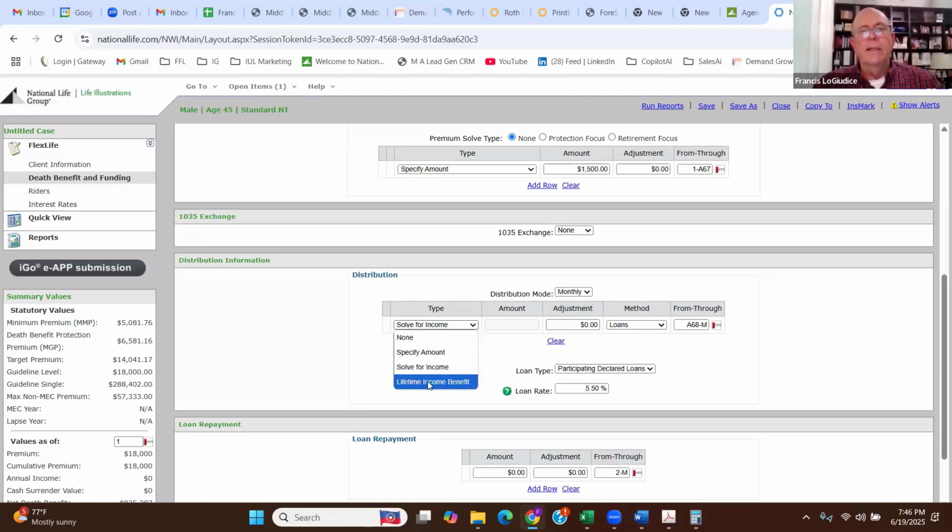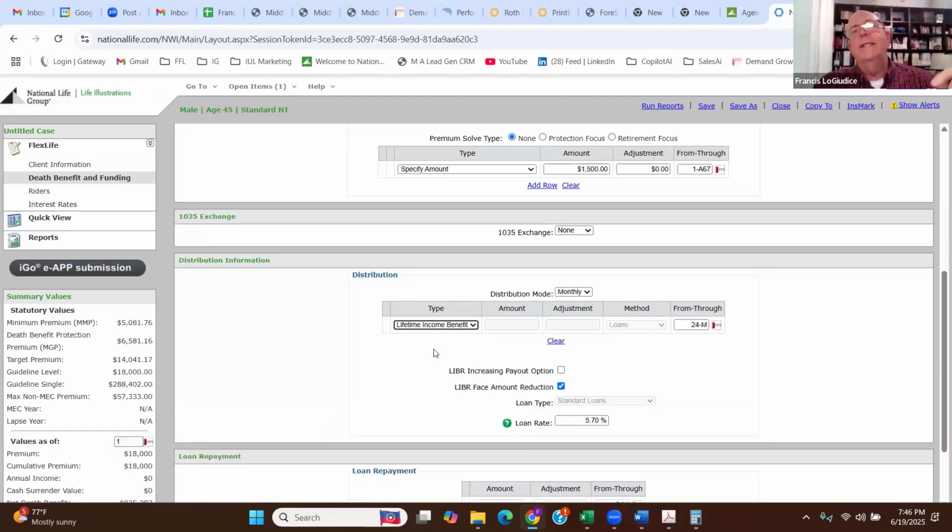This one here is a lifetime income benefit rider that is a paid rider that has to be started day one when you actually write the policy. But you're going to see that it changes it to standard loan. So I'll show you, this is a lifetime income rider.